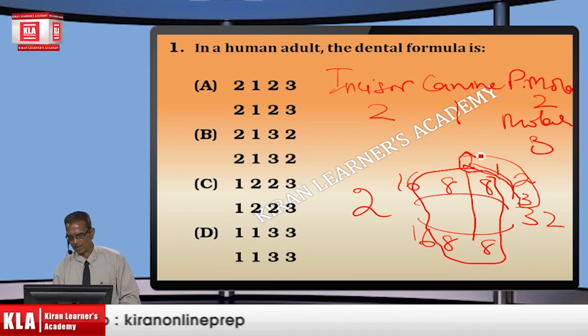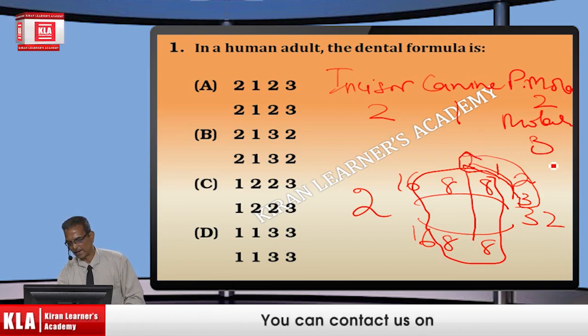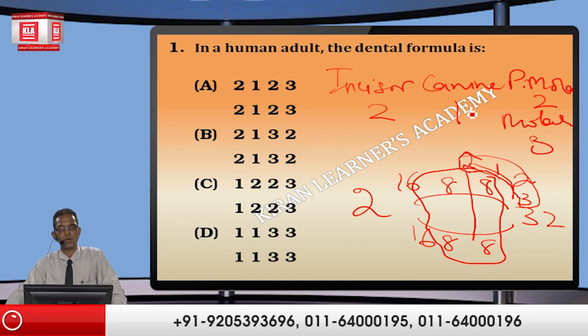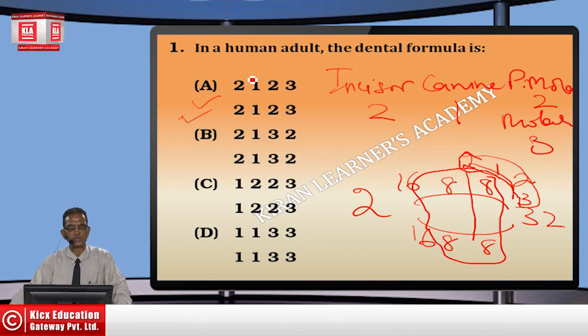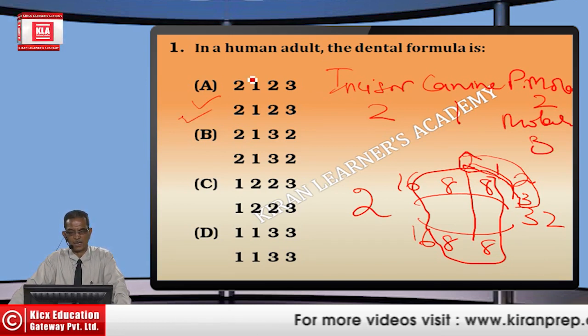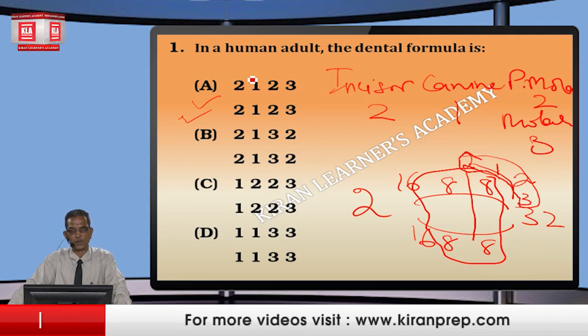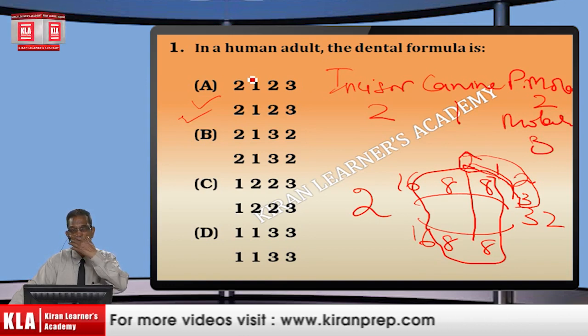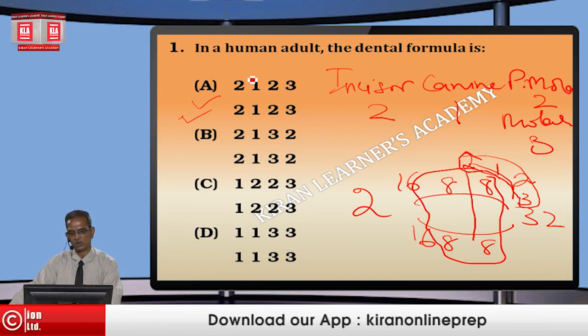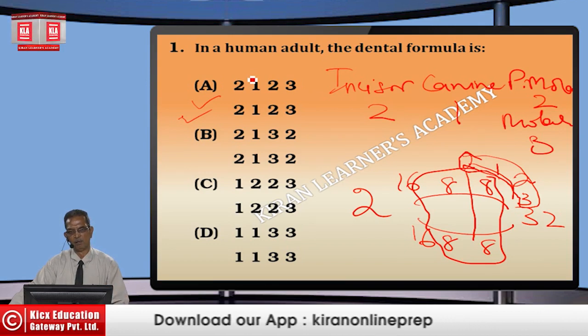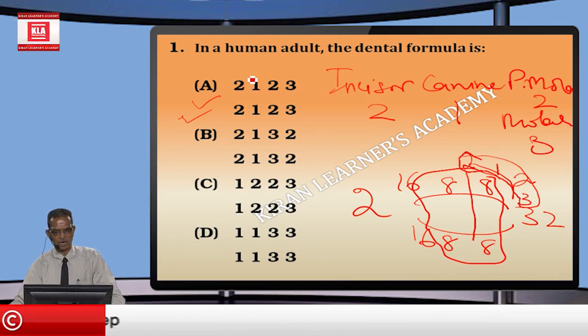That's the order, that is, 2, 1, 2, 3, as luckily I have written the same on the top. So the correct option comes out to be A. In humans, there are 2 incisors, 1 canine, 2 premolars and 3 molars. That means in total, in the upper jaw or the lower jaw, there are 4 incisors, 2 canines, 4 premolars and 6 molars. So that's option A, which is correct.